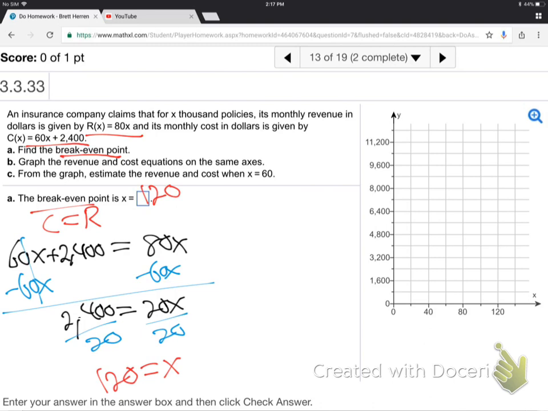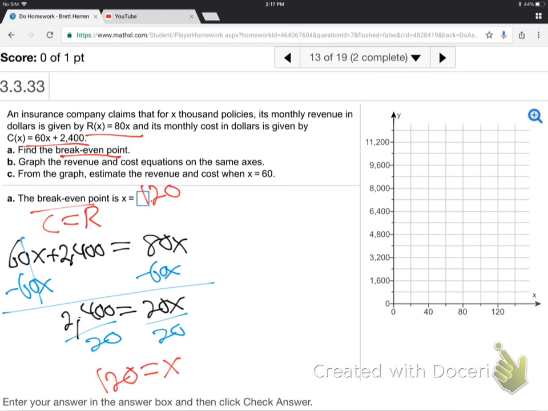And technically, x is 1,000 policies, they said, right? So this insurance company is thinking, look, as long as we can sell at least 120,000 policies, we'll break even. Think of building the whole building for an insurance company and buying all the computers and everything they need to get going. As long as we can do at least 120,000 policies, we will break even. We won't lose money. Anything above that will be profit. Anything below that will lose money. That's what that's telling us.